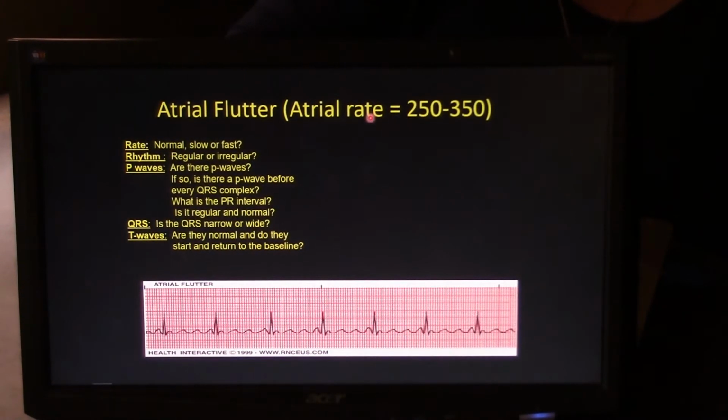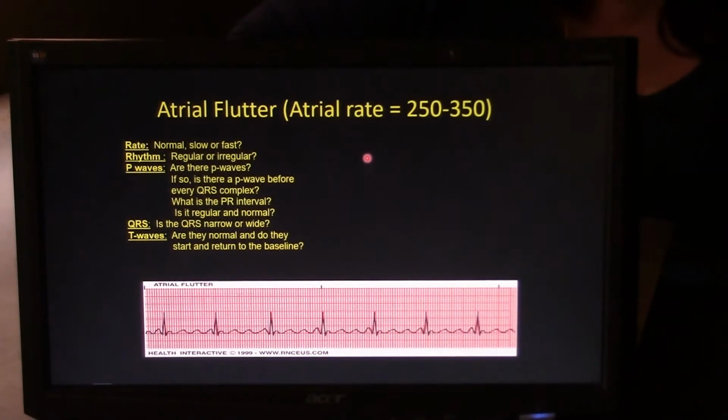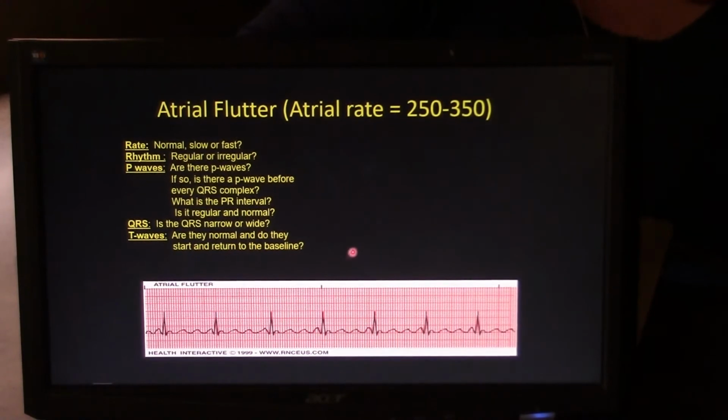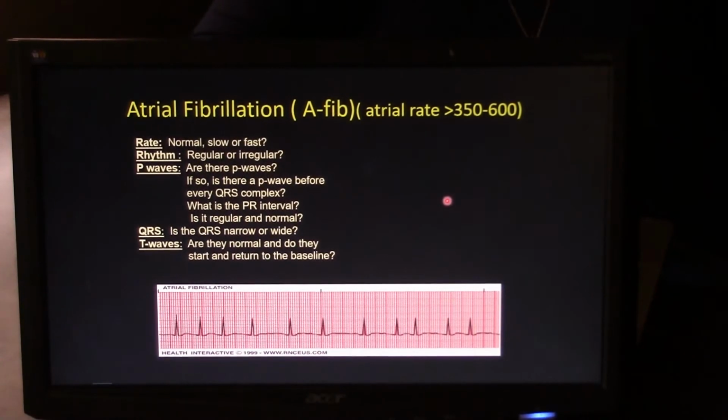Now, in my initial video, when I talked about determining heart rate using the 300, 150, 175 formula, this is where this formula becomes extremely valuable, because you can often determine the atrial rate by looking at the number of boxes from the top of this wave to the top of this wave. Atrial fibrillation has atrial rates that are greater than 350 and in some cases even greater than 600.